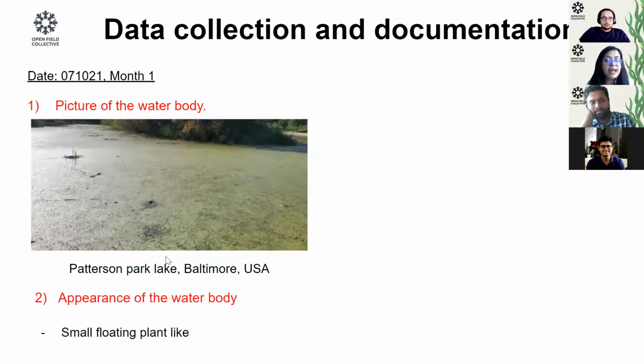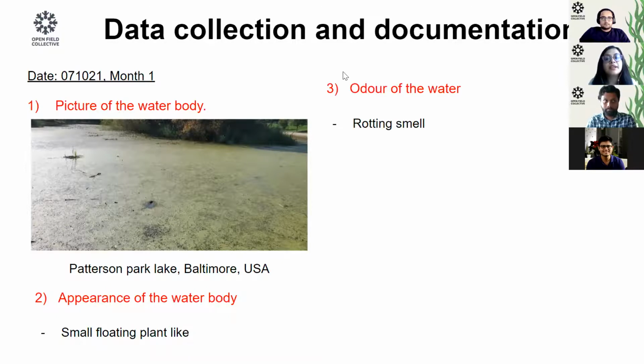The next thing I reported was the appearance of the water body. As I said, it looked like small floating plant-like structures on top of the water. So very generally, whether you see something plant-like, or filamentous, or soup-like, or something of that manner. We gave you some options in the protocol, but you're free to also describe it yourself, how you see it. The third thing, we just sniffed the water.